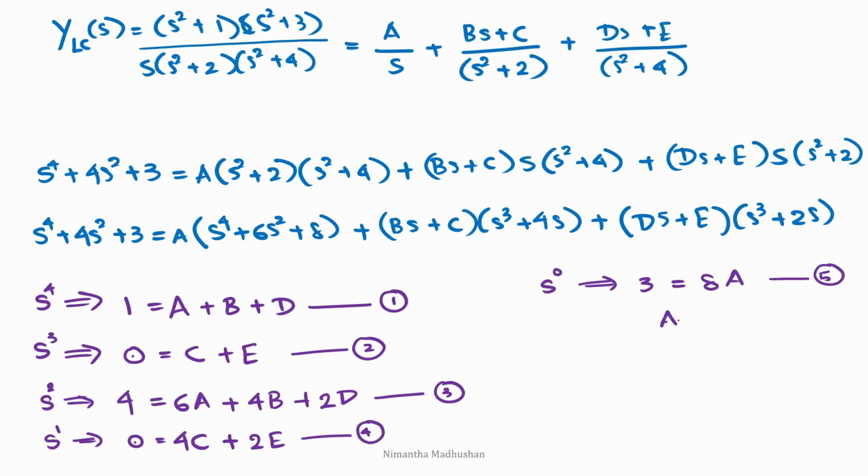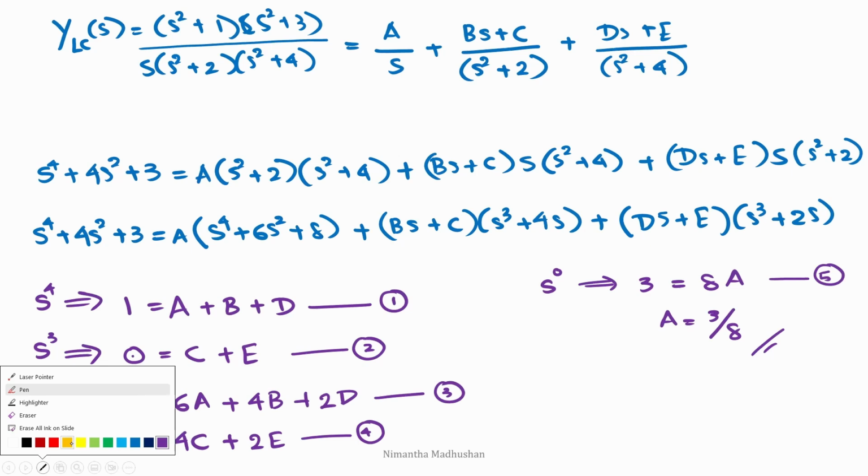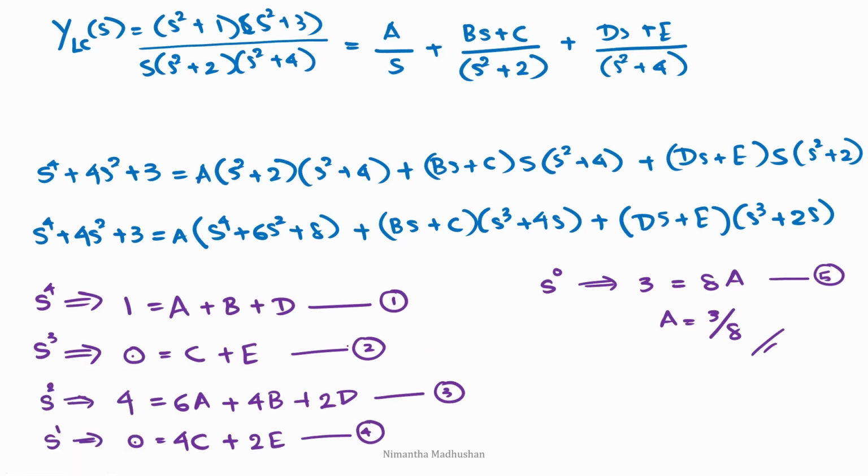From this equation, we can get the value of a. It is equal to 3 over 8. Now we know the value of a, it is 3 over 8. And now I consider the second equation and the fourth equation. From second and fourth, 0 is equal to c plus e, and 0 is equal to 4c plus 2e. From these two, we can write that c is equal to 0 and e is equal to 0.